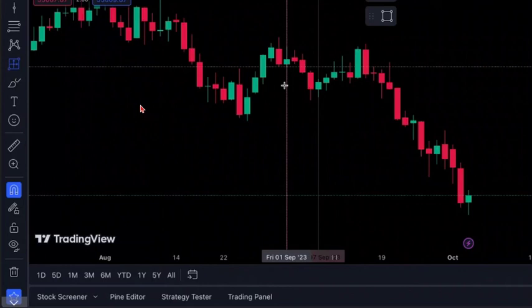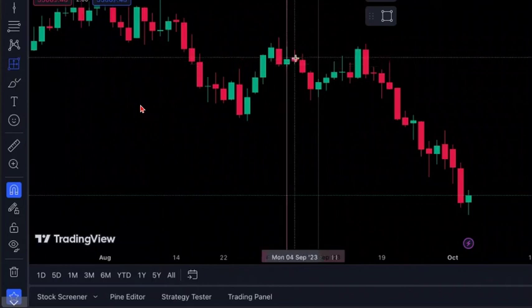Yeah, that one. So what you got to do now is put it on the very top of the highest high in that range right there. The highest high and the lowest low body, not the wick, the body. So drag it down to the body.